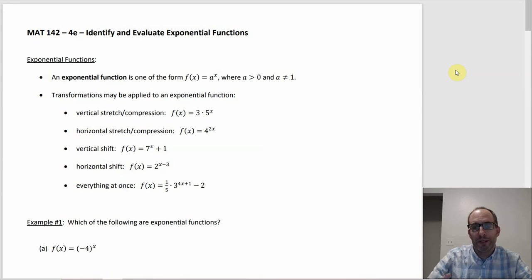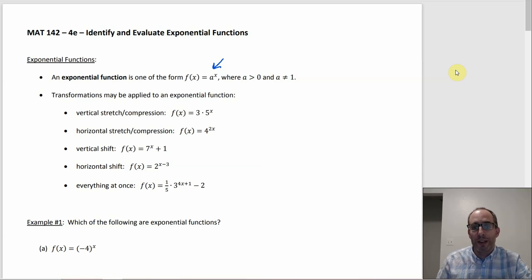Section 4e and the next section 4f are both about exponential functions. So what do they look like? Well, they look like that right there, a function of the form f of x equals a raised to the power of x, where a is a number, but there are some restrictions. You can't have a be 1, because then you would always just get 1 no matter what. That's just going to be a constant function. And you need to have a being positive. If you try to do this with a negative a, you get a huge mess, basically.